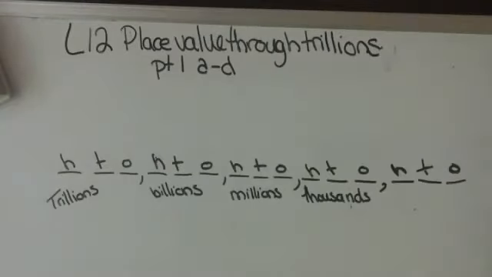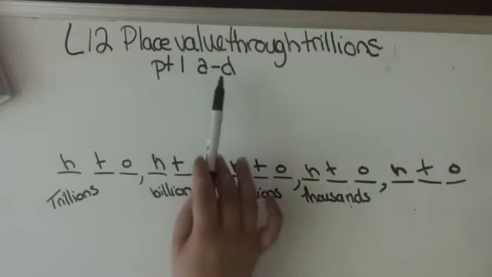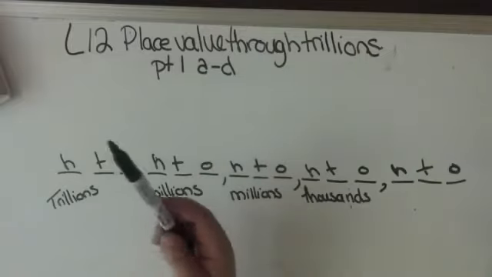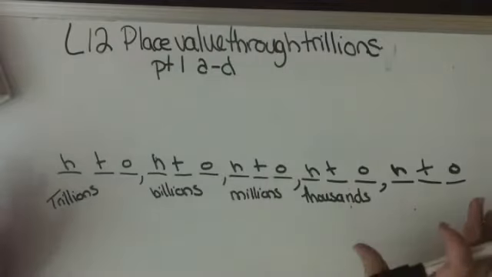This is course 1, lesson 12, part 1, place value through trillions. The reason it's part 1 is because I'm going to do a separate lesson for part 2. This part will cover the practice set questions A to D. Part 2 will cover the next ones. So do this lesson and then go watch part 2 to finish off your practice set before going on to written practice.